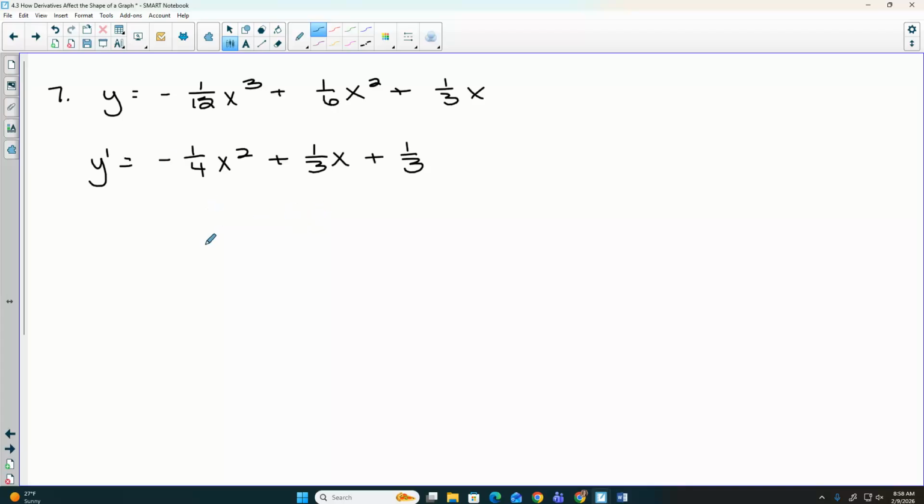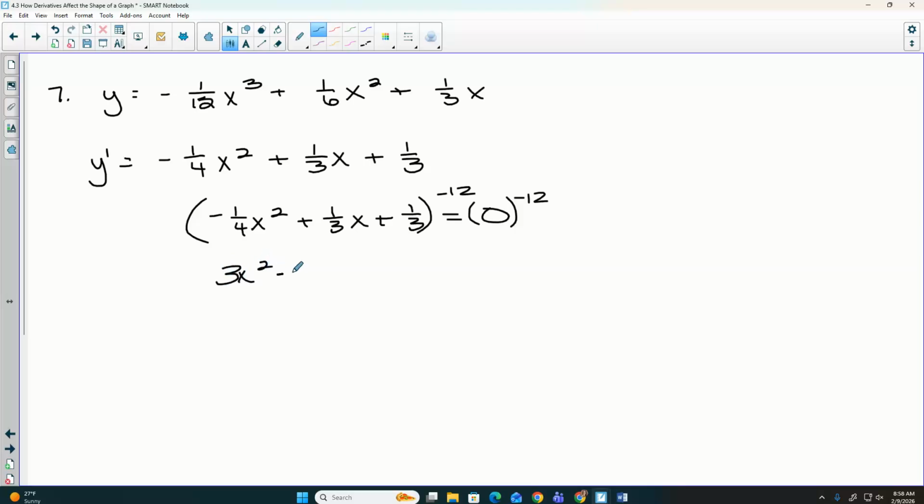My suggestion: what would happen if we took everything times a negative 12? Would that get rid of all of our fractions and make our first term positive? So I'm saying take our first derivative. We do need to remember what the first derivative is for finding the second. But let's multiply by negative 12 on both sides. So then we get 3x squared minus 4x minus 4.